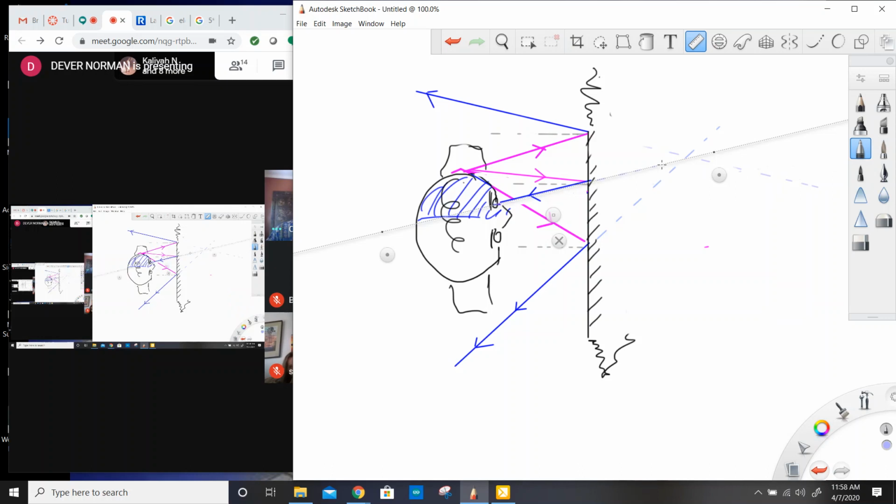Okay, they all meet in the same location. Now, it really should be that they meet right about here. So I'm off a little bit. The reason that I know that they should meet about here is because the distance between the ear and the mirror should be the same as the distance from the mirror to where the ear appears to be in the mirror.